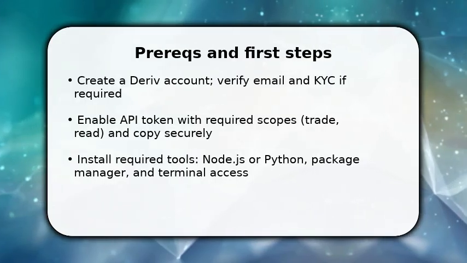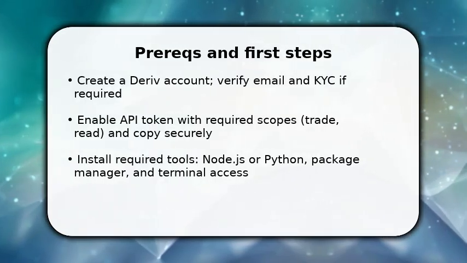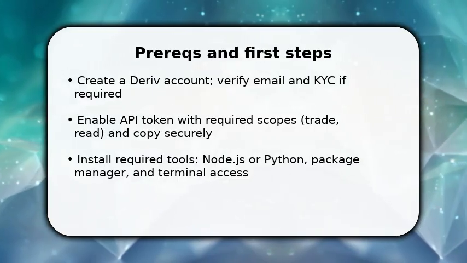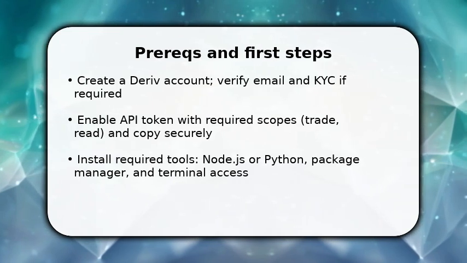Make sure to test connectivity by running a simple status request. If that succeeds, you're ready to build the first automated action. Initiate with a safe test trade or simulated order.